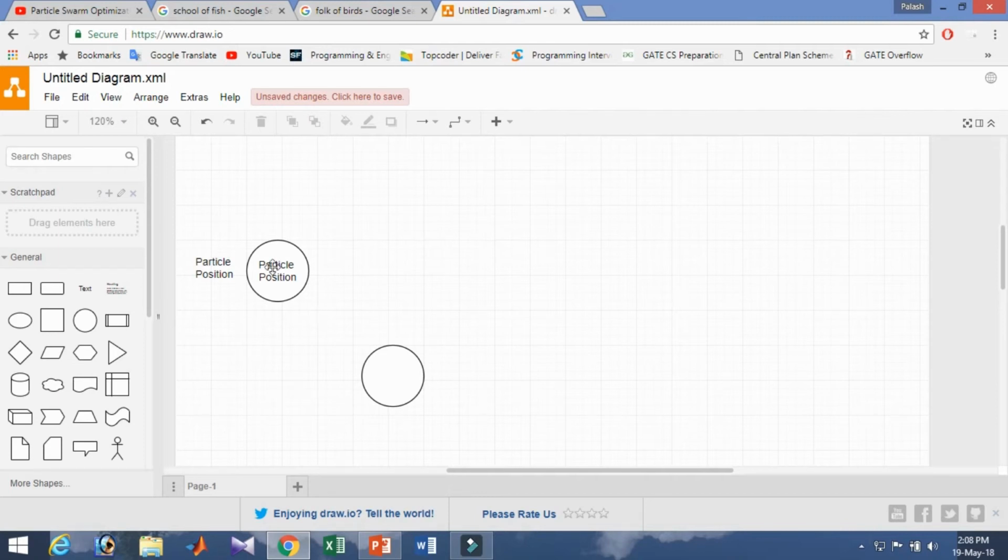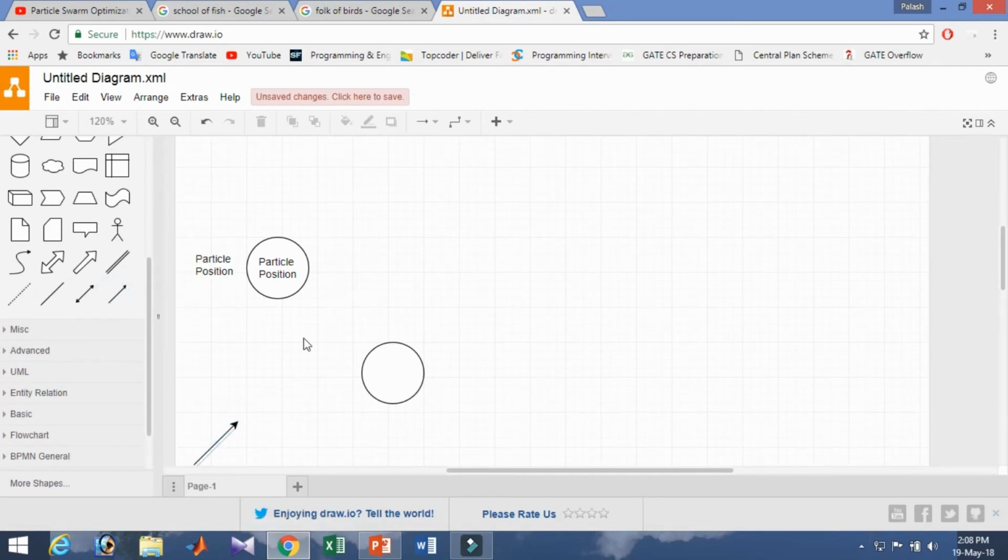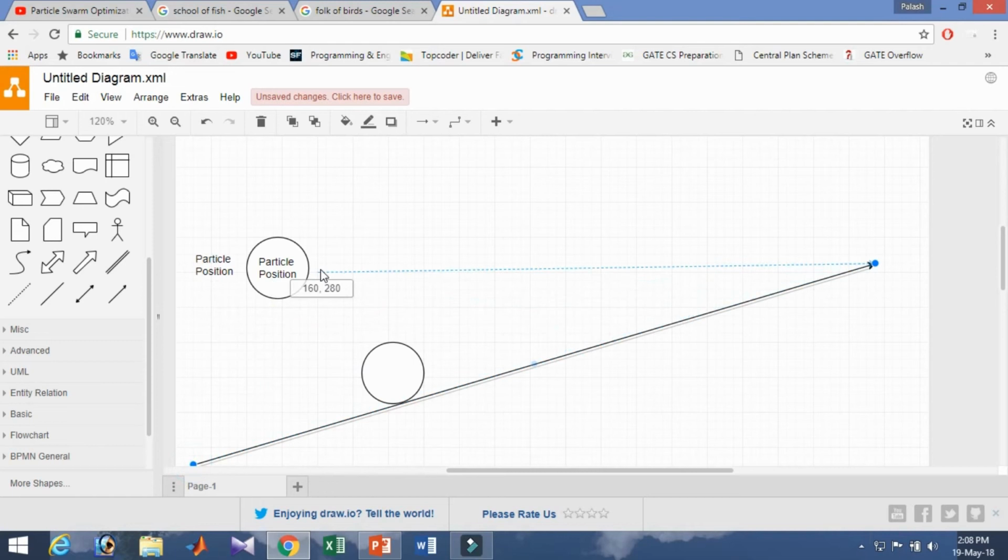Suppose the swarm is trying to move from this direction. Suppose the swarm is trying to move in this direction. Suppose this swarm has an arrow. Let's see how the arrow works. Suppose this swarm is trying to move in that direction.